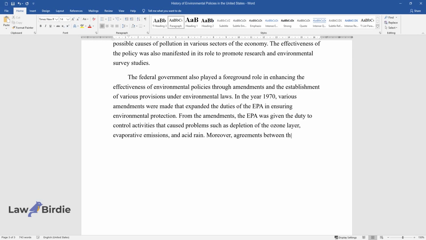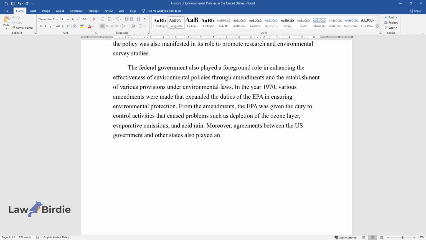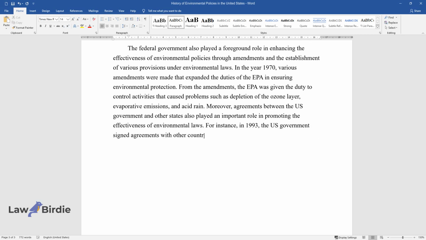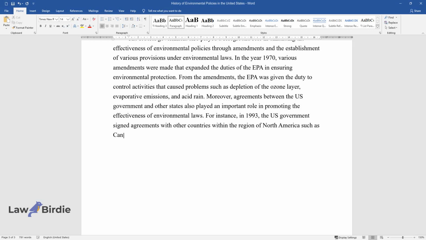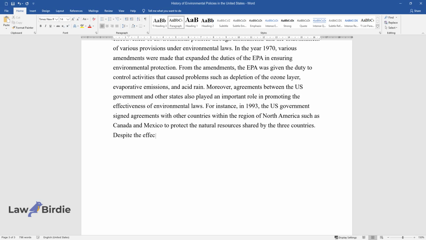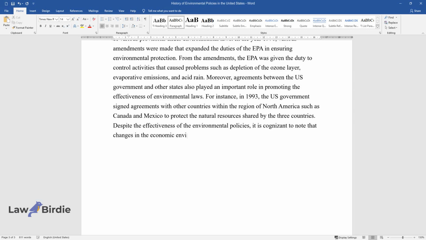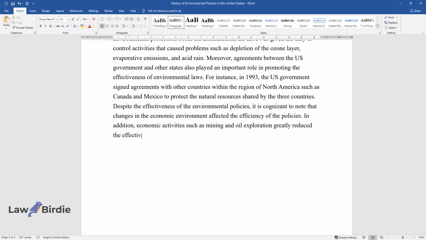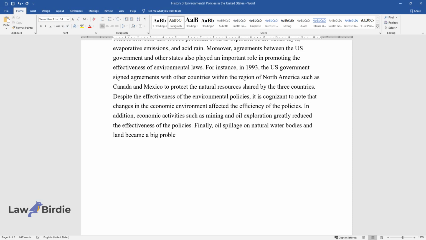Moreover, agreements between the U.S. government and other states also played an important role in promoting the effectiveness of environmental laws. For instance, in 1993, the U.S. government signed agreements with other countries within the region of North America such as Canada and Mexico to protect the natural resources shared by the three countries. Despite the effectiveness of the environmental policies, it is cognizant to note that changes in the economic environment affected the efficiency of the policies. In addition, economic activities such as mining and oil exploration greatly reduced the effectiveness of the policies. Finally, oil spillage on natural water bodies and land became a big problem that called for amendments to the policies.